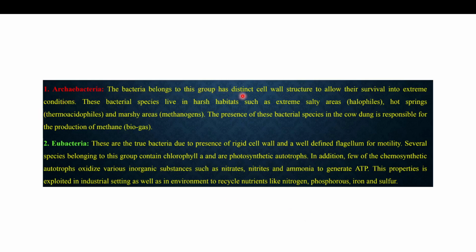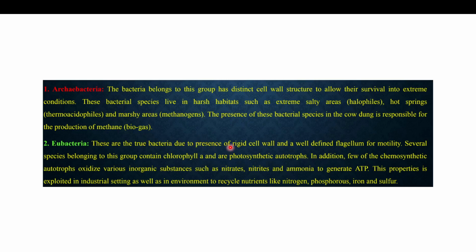Now, archaebacteria. This bacterial group has a distinct cell wall structure to allow their survival in extreme conditions. These species live in harsh habitats like extremely salty areas, halophiles, hot springs, thermoacidophiles, and marshy areas, methanogens. Then there's eubacteria. These are the true bacteria, a more recently evolved bacterial group as compared to archaebacteria.